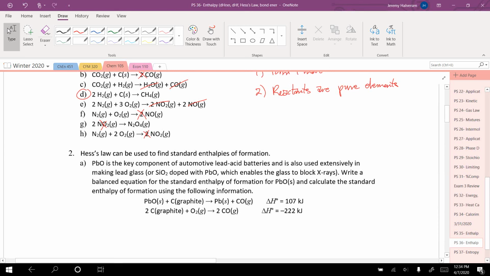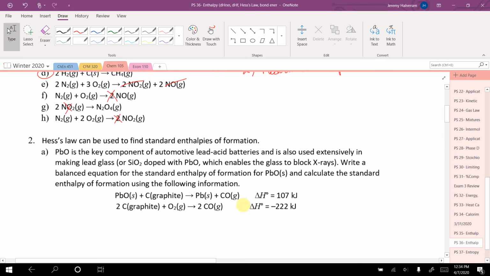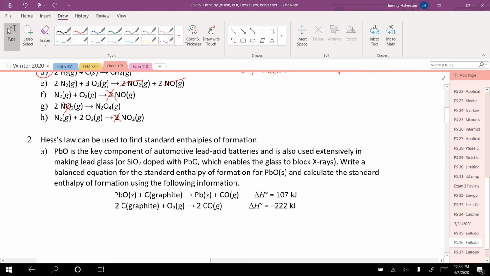Hess's law. Oh, we will have an opportunity to use Hess's law. Okay, Hess's law can be used to find standard enthalpies of formation.